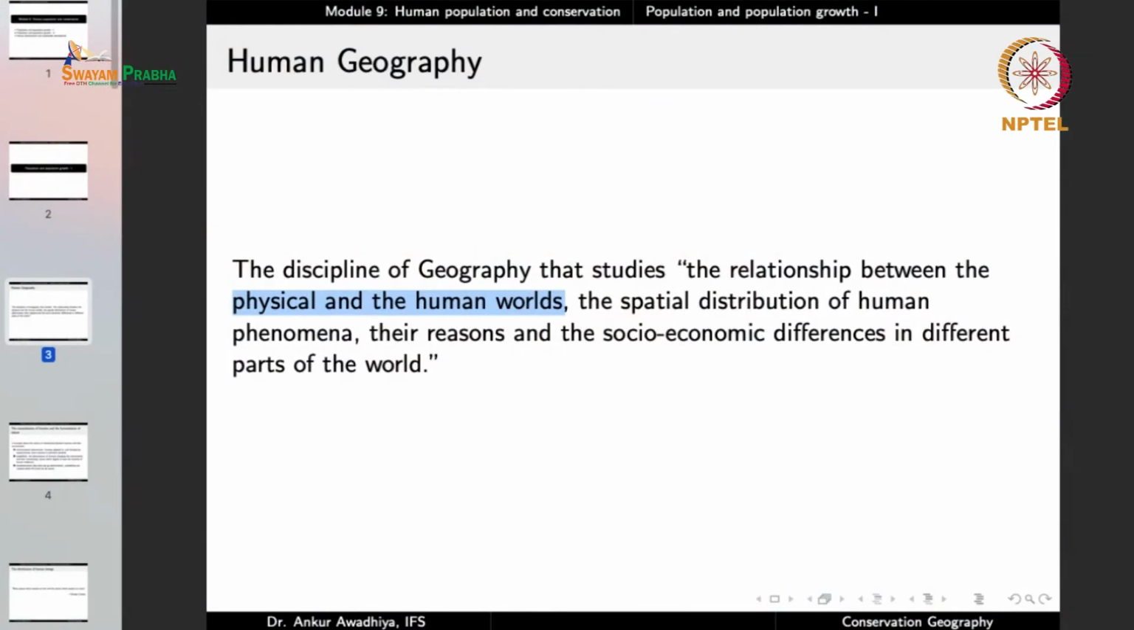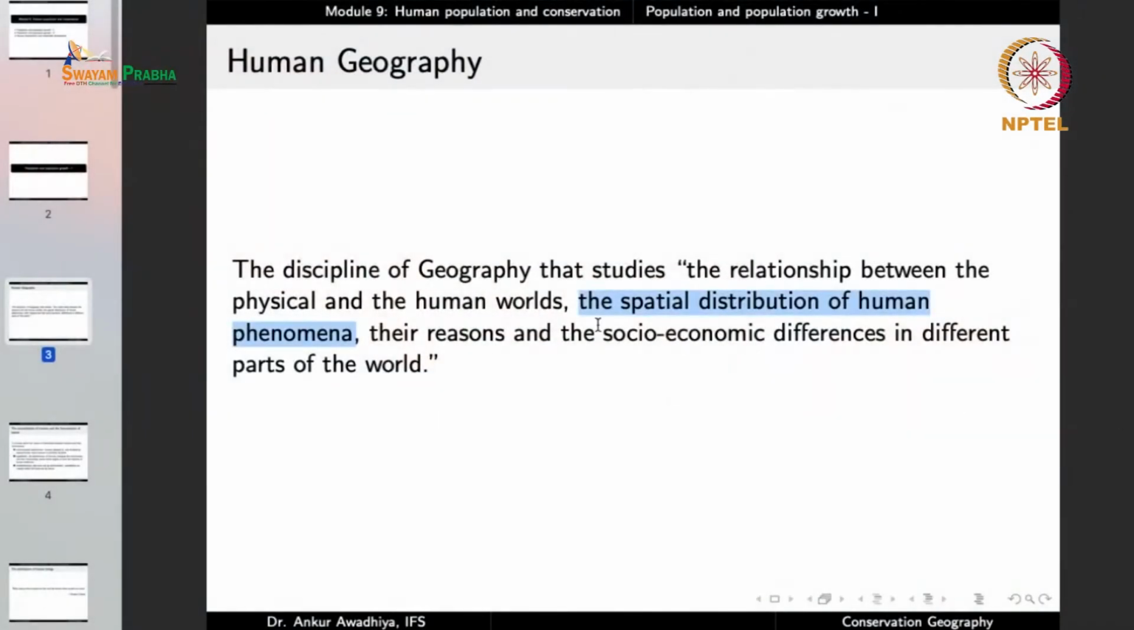And human geography tries to understand what is this relationship between the physical world and the human world. How are both of them related? How are both of them impacting each other? Then it studies the spatial distribution of human phenomena, meaning that it studies where humans are located and what do they do in different locations.